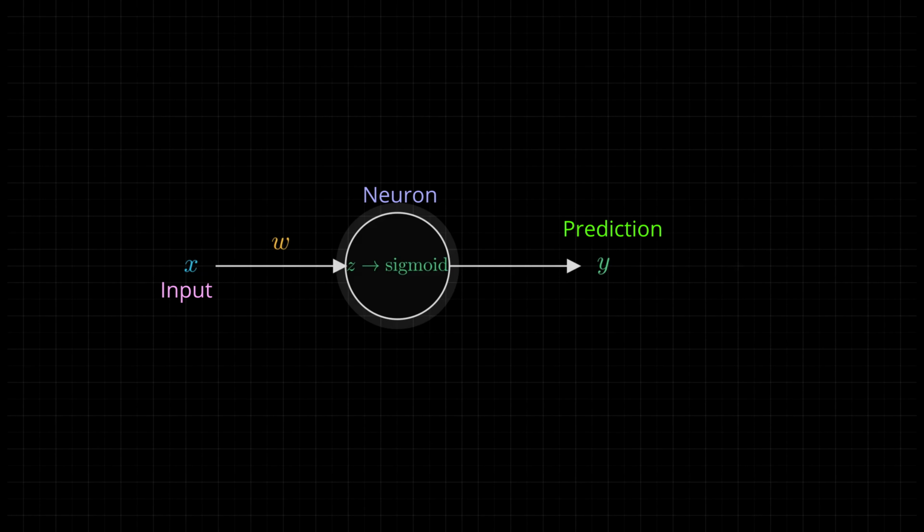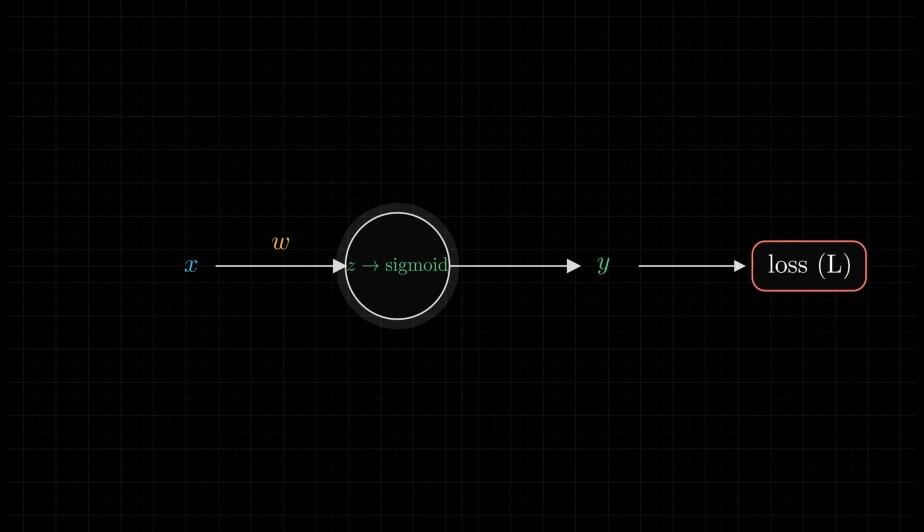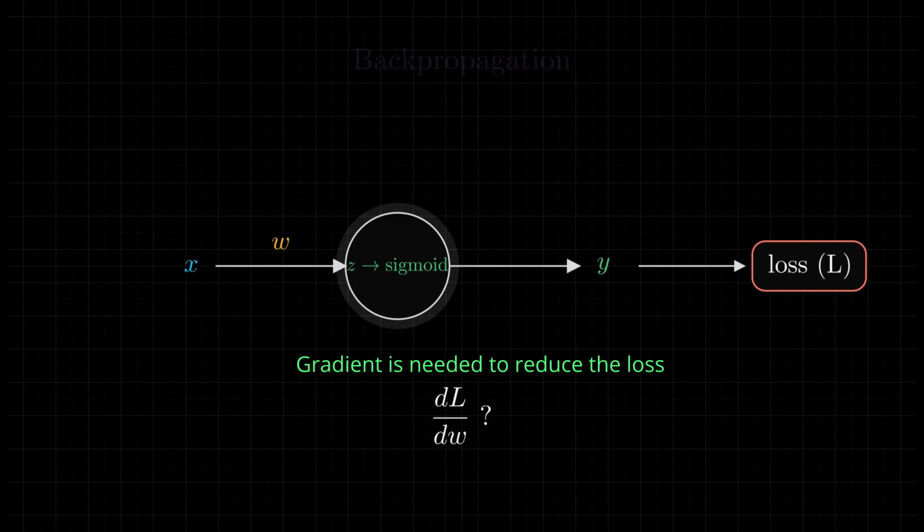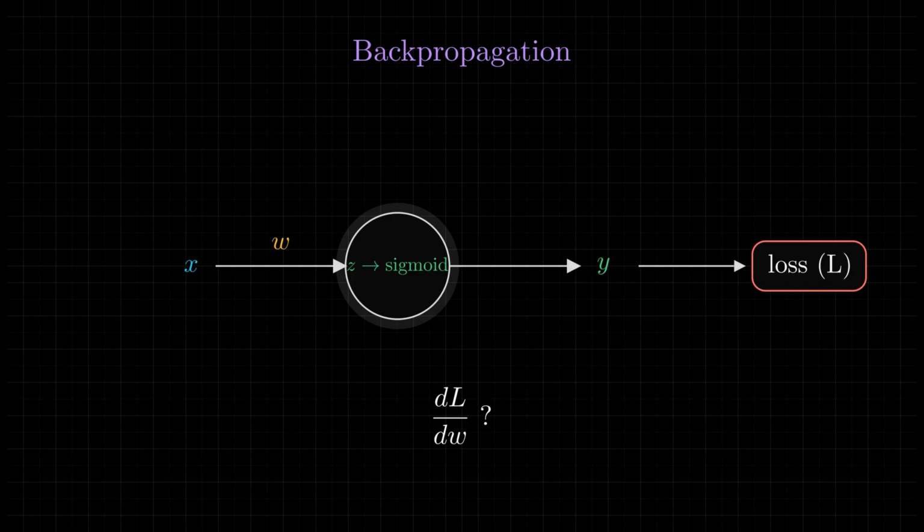But the prediction is usually not perfect. So now we compute the loss. The loss tells us how wrong the prediction is. If the prediction is very different from the true answer, the loss will be large. If the prediction is close to the true answer, the loss will be small. Now we want to reduce this loss. But to reduce the loss, we need to know which weight change will help. This is where backpropagation begins.